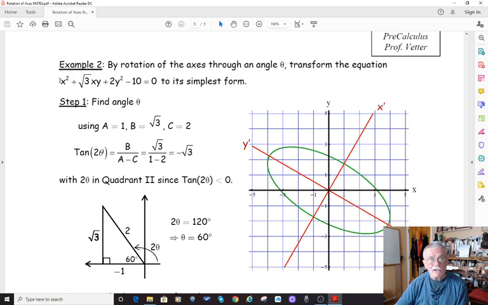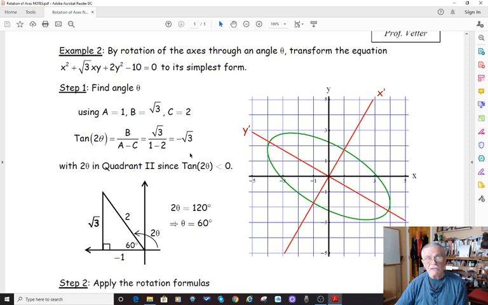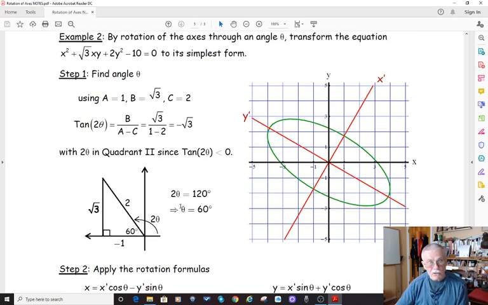Well, a is 1, it's the coefficient of x squared. C is 2. And radical 3 is the b. So I put those into my formula. Tangent of the double angle is b over a minus c. And I get negative radical 3. And then you've got to think a little bit. You've got to go back to techniques that we've used earlier in the course.